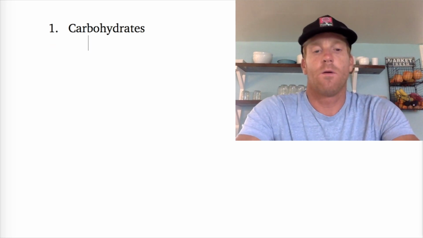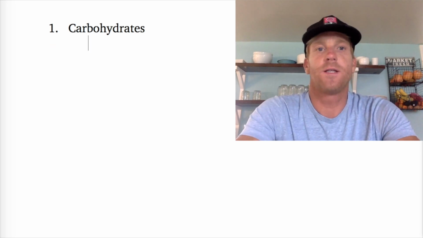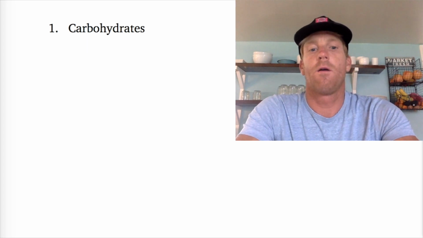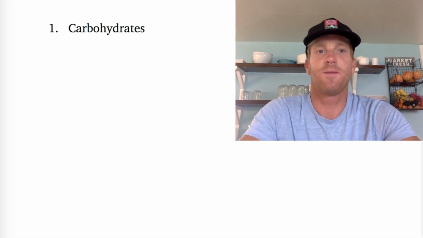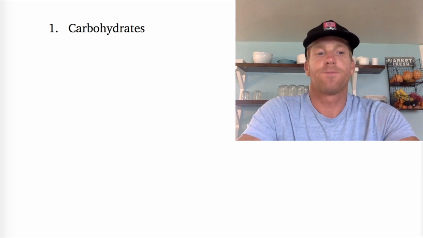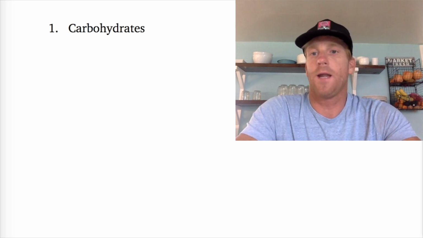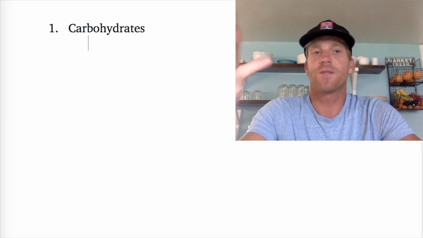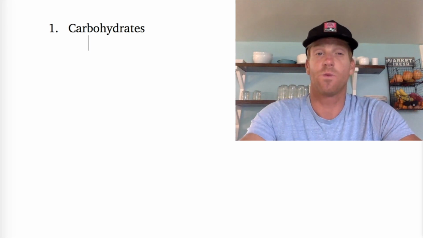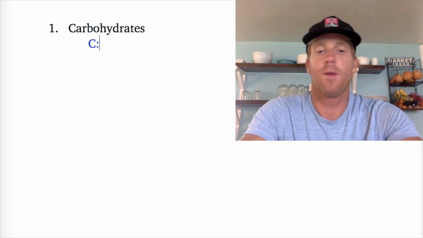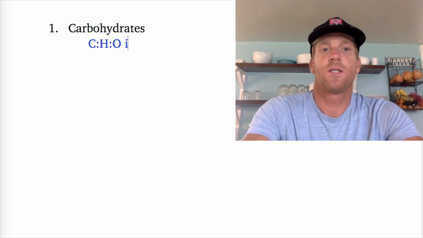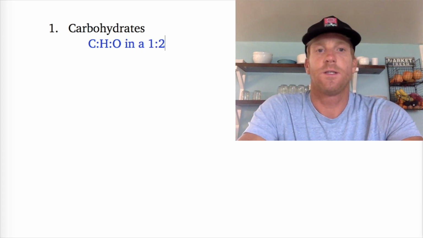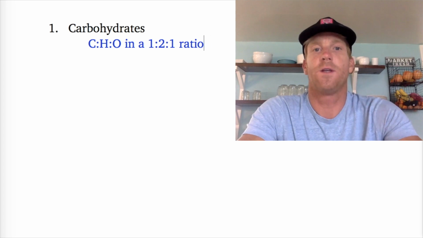Carbohydrates are organic molecules that consist of carbon, hydrogen, and oxygen in a very specific ratio, and that specific ratio is 1 to 2 to 1. So we have carbon, hydrogen, and oxygen in a 1 to 2 to 1 ratio.